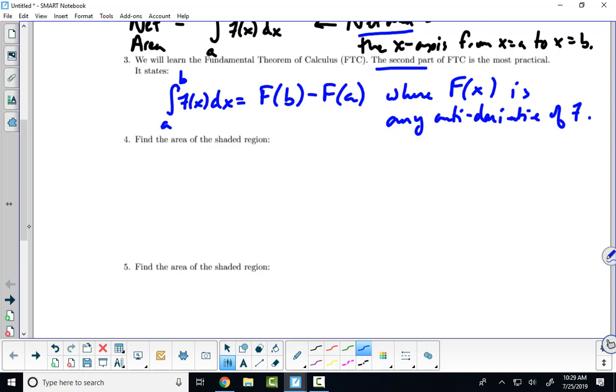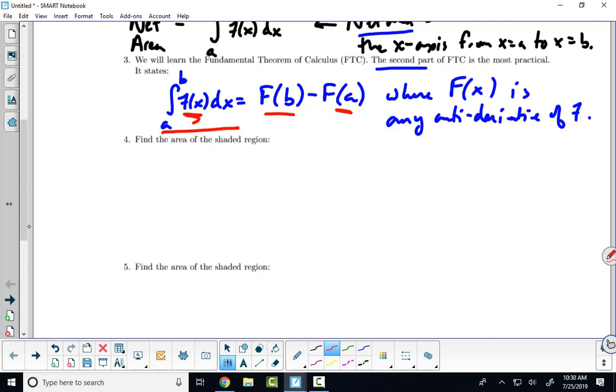So it says that if we want to compute, what is this object right here, folks? The net area underneath the curve. If we want to compute the net area underneath the curve, how are we going to do it? We're going to take an antiderivative of that function, the integrand, evaluate it at the upper endpoint, evaluate it at the lower endpoint, and then look at the difference between the two.